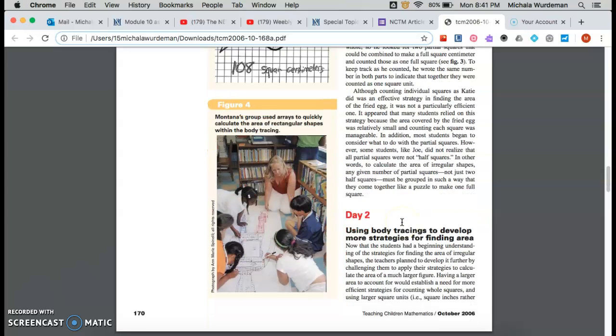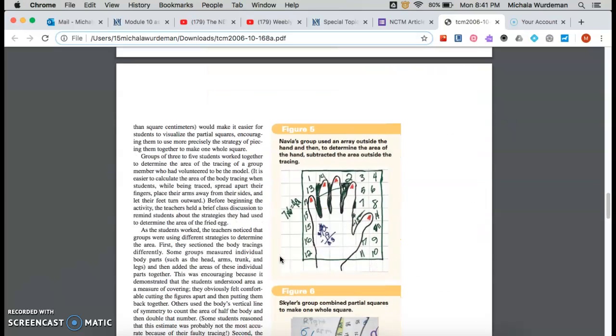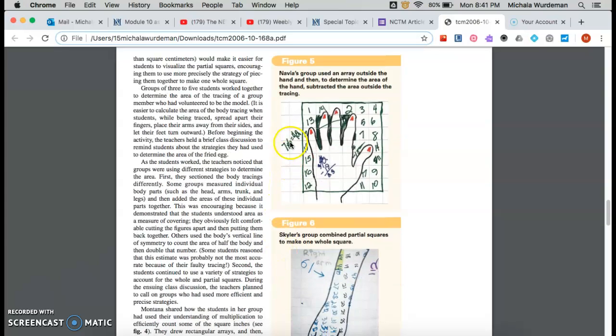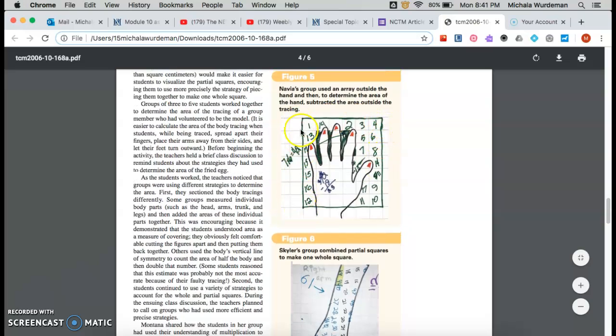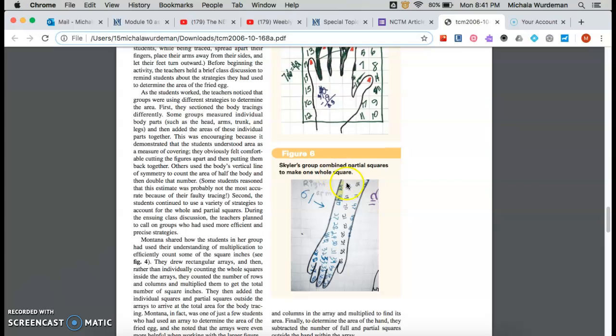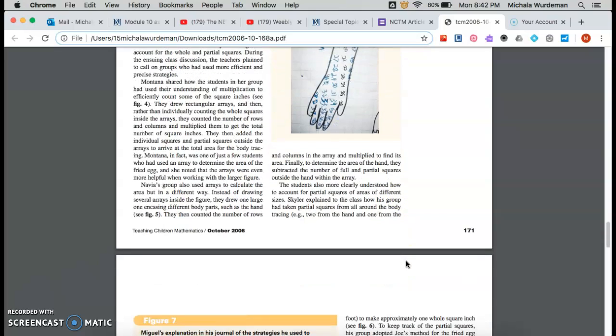Then they came up with another one where they were tracing their body and coming up with the area of their body. And then as they did that, kind of the same idea, they were coming up with different strategies of how they could figure out the area. Students were starting to come up with the idea of an array and making a box around weird shaped body parts, and they would find the area of that array, and then they would subtract out the area on the outside to be able to find the area of the inside, and they found that to be easier. Some students were getting better about counting the partial squares and being able to find the whole area of something like their arm on their own.